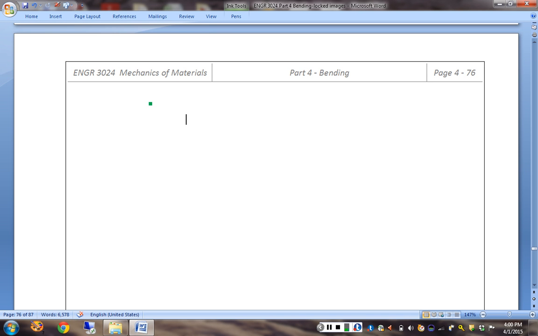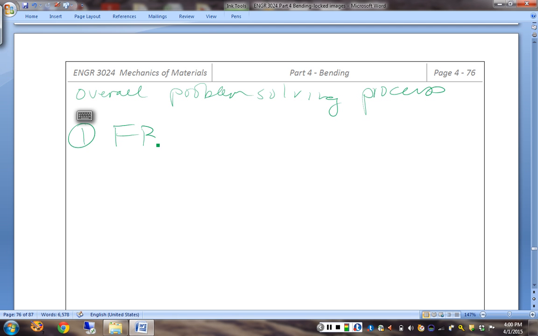So in this, looking at how to deal with deflections, how to deal with beam stresses, we're going to recap the overall problem-solving process. How do you approach these? And what is the first step, always, forever, and ever? Free body diagram. You cannot run, you cannot hide, you cannot get away from statics. So step 1 is always a free body diagram.